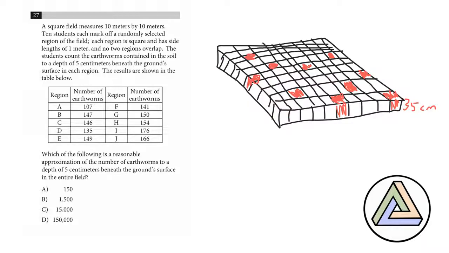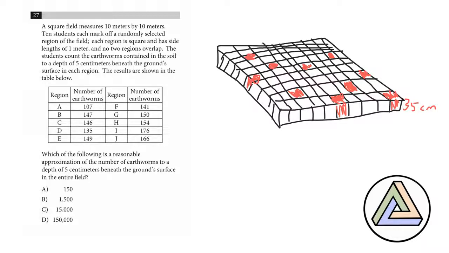And how do I know that? Well, each region is a square and has side lengths of 1 meter, right? So this is a square with a side length of 1 meter, at least from the top view, right? So anyway, all you have to do, therefore, is add all these up, find out how many earthworms are in these sections, right? And then just multiply it by 10. That's all you have to do.